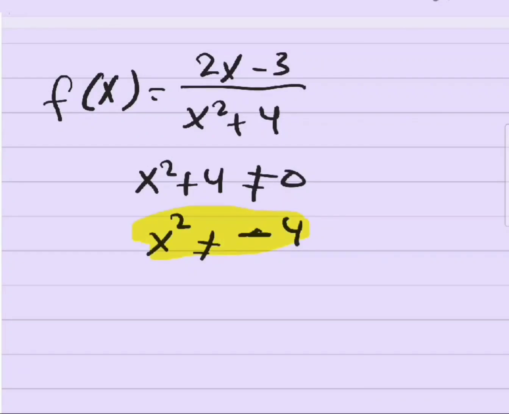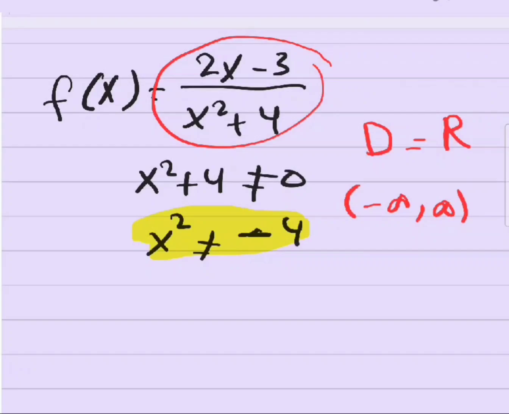So therefore, regardless of what x value you choose, the denominator will never be 0. If you plug in 2, your denominator will be 2 squared plus 4, which is 8. If you plug in negative 2, it's still going to be 8. If you plug in 0, it's going to be 4. It will never equal 0 in the denominator. So therefore, for this particular rational function, it's all real numbers. The domain is from negative infinity to positive infinity.